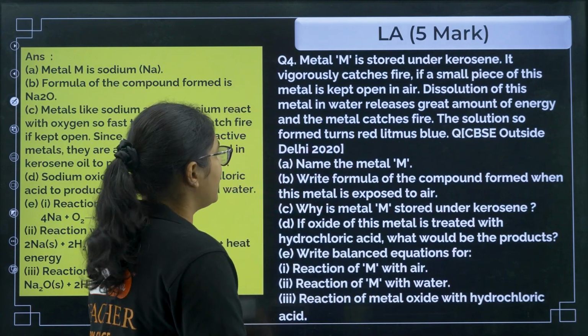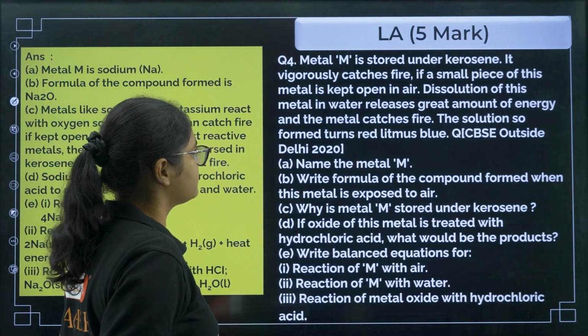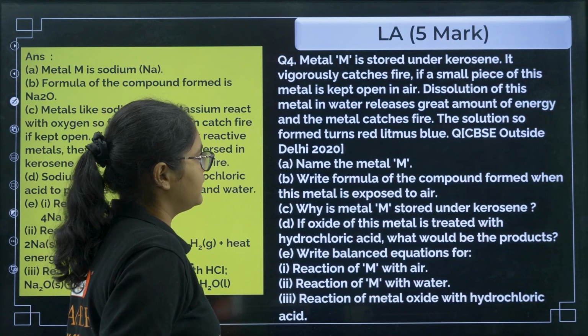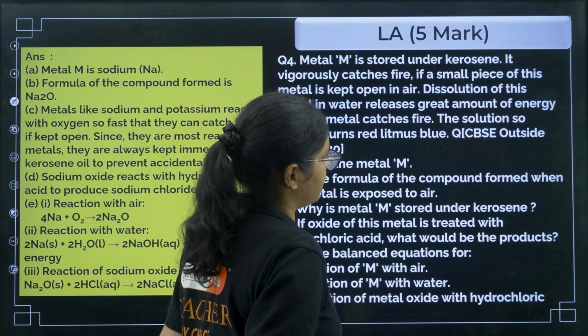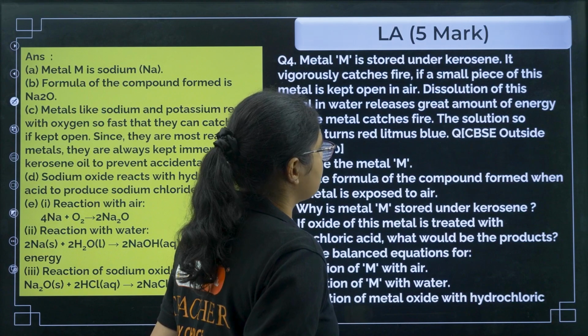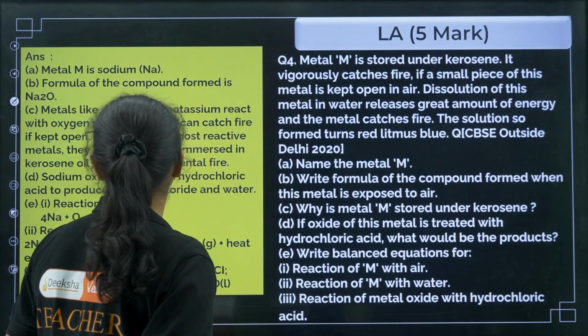Next we have metal M stored under kerosene. It vigorously catches fire if a small piece of this is kept open in air. Dissolution of this metal in water releases a great amount of heat and the metal catches fire. The solution so formed turns red litmus blue. So you have to answer. You have already guessed the name: the metal should be sodium, right?